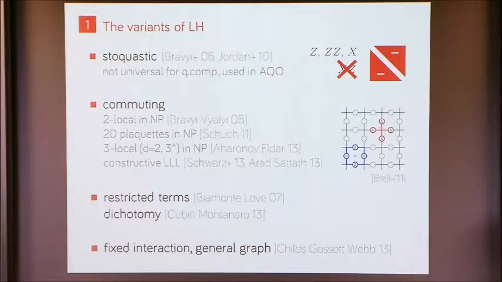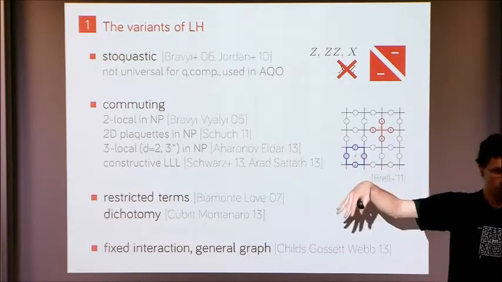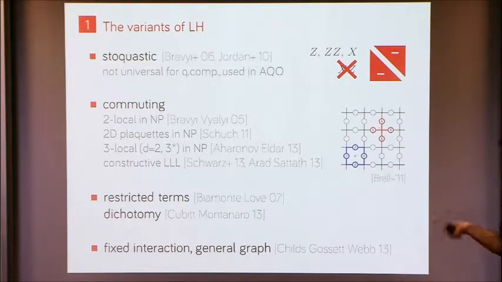And then finally, there's a variant where we've got a fixed interaction, so the same interaction between the particles, but the interaction graph is different. And this is the most recent result about the QMA-completeness of the Bose-Hubbard model by Andrew Childs, David Gosset, and Zach Webb.